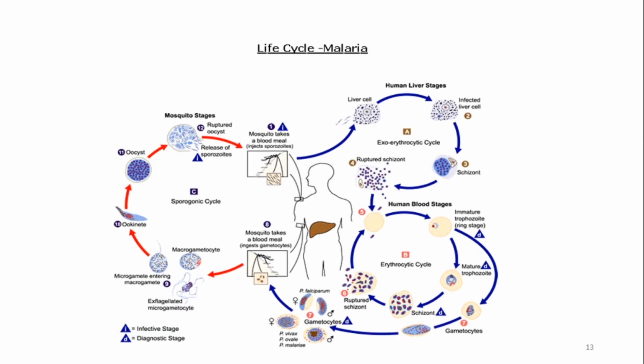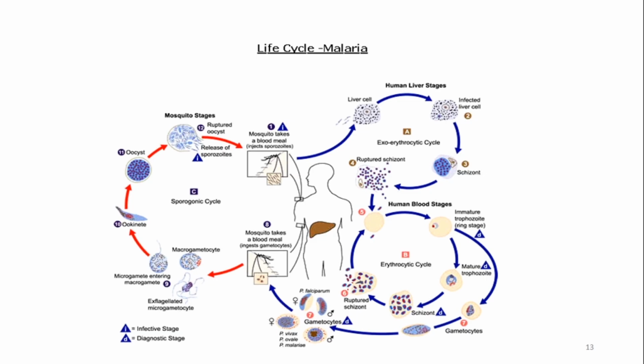Following this, once these merozoites are released into the circulation, they infect red blood cells, also known as erythrocytes, and this marks the beginning of the erythrocytic phase. Within the erythrocytes, the merozoites replicate into the trophozoite phase, also known as the ring stage. They then mature and form schizonts, which continue to mature and replicate until the erythrocyte ruptures.